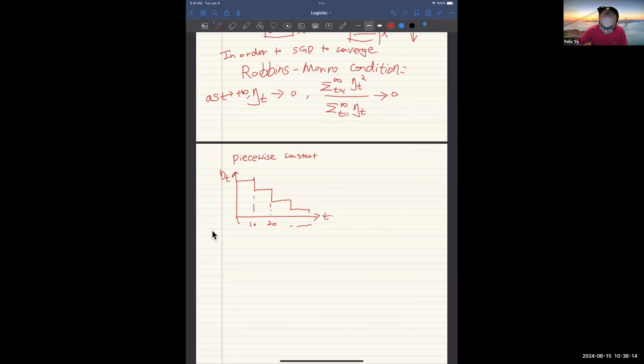Another one is exponential decay. So this is basic, say I have eta of t and I have t right here. I'm going to decay like this. So this is exponential, eta 0 times exponential of minus lambda t.